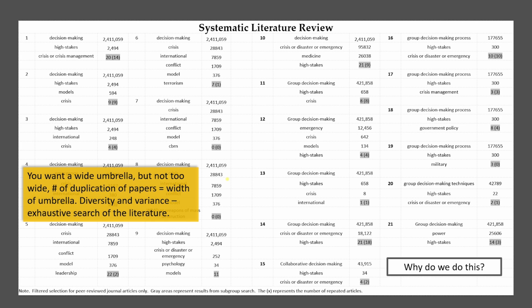What else can you see here? When looking specifically at a crisis like terrorism or CBRN, or looking at policies, the numbers drop. Because of this variance, we can say it is a successful key group search.